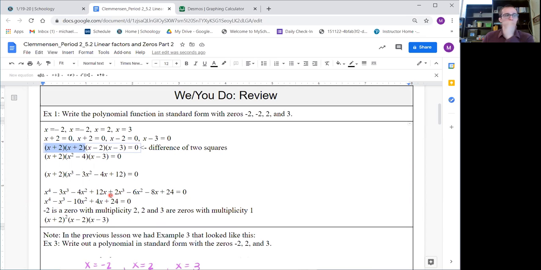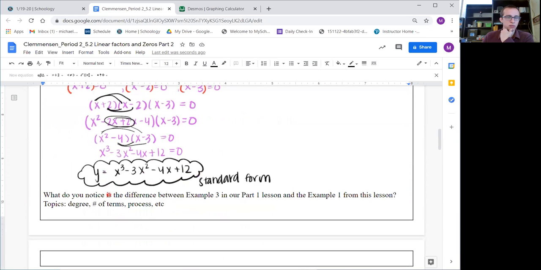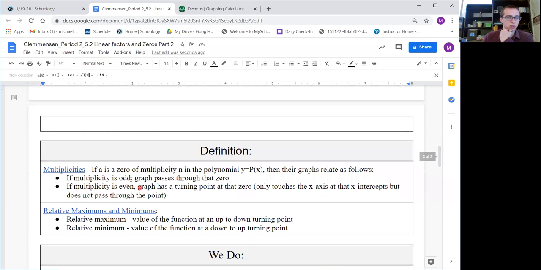So this is something new. This relating to the graph is how the number of solutions changes my graph. And so these are different ways to talk about that solution.